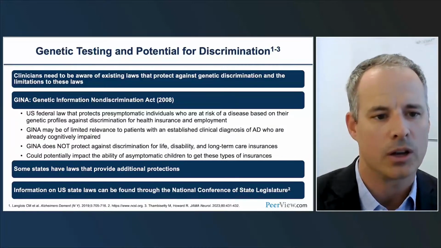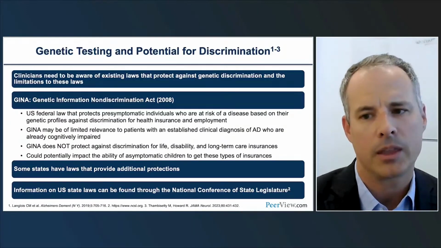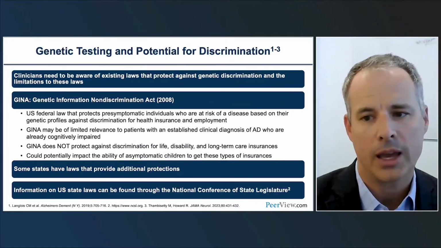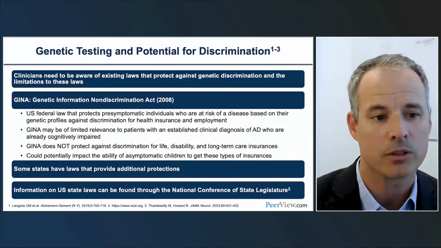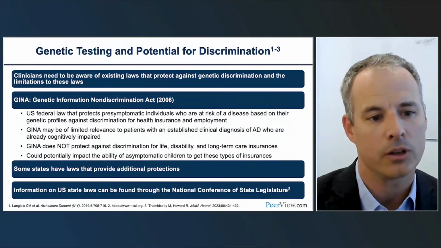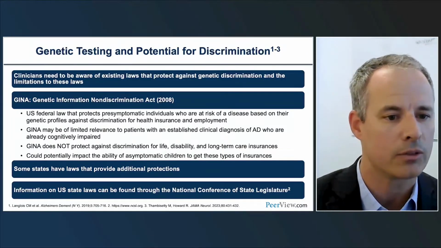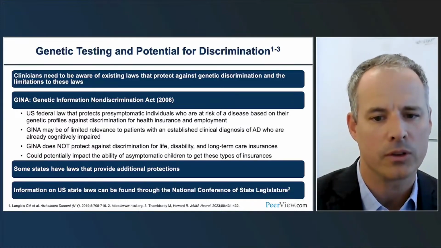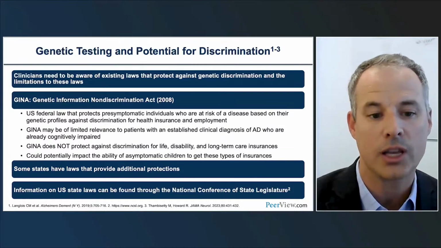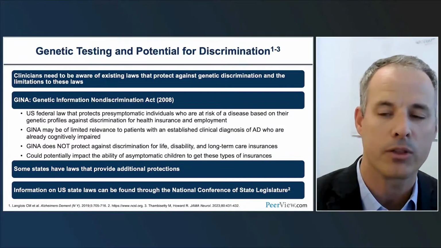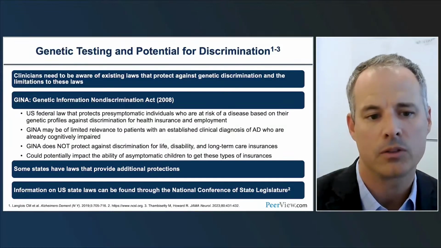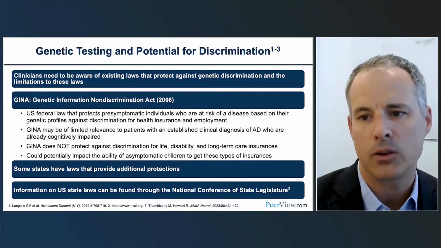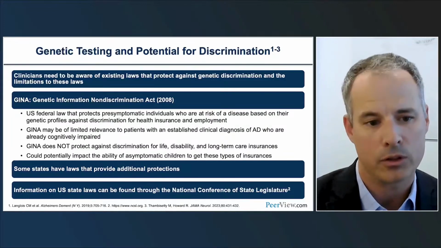This is a concern that patients often have. And I think clinicians need to be aware of the existing laws which can protect patients, but the limits of those protections. And so one of the major laws is called GINA, the Genetic Information Nondiscrimination Act of 2008, and it protects pre-symptomatic individuals at risk for a disease based on their genetic profile against genetic discrimination for health insurance or employment. And so your genetic test cannot be used against you to deny you employment or health insurance.